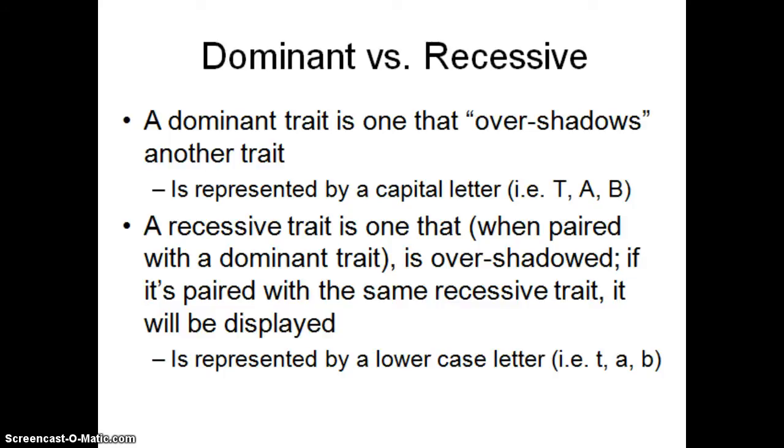So different terms that we use in this chapter is the term dominant, which is a global phrase that means it would overshadow another trait. And we typically represent those with capital letters. Big T, capital A, capital B. And a recessive one is when that particular gene doesn't show up if there's two, or it could be overshadowed when it's with a dominant trait. And if we're going to represent that on a Punnett square, we do that with lowercase letters. Little t, lowercase a, and lowercase b.